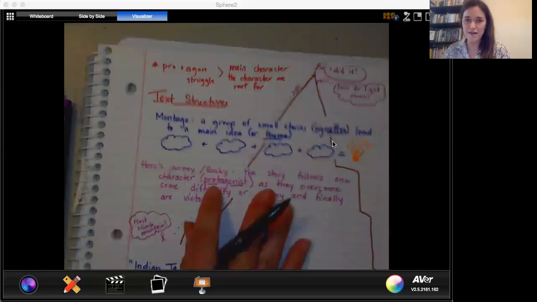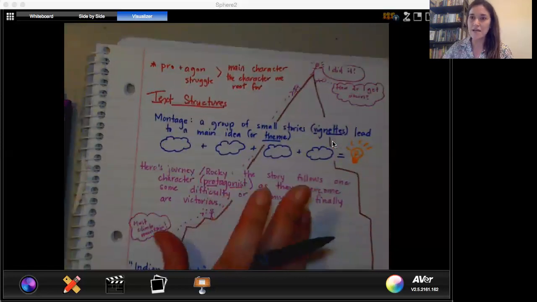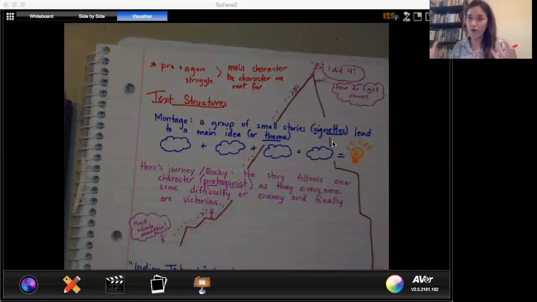Okay, so we have this Rocky character, right? And it follows one character as they overcome some difficulty, enemy, big problem. And then at the end, they're always victorious, always. So I drew a little example.